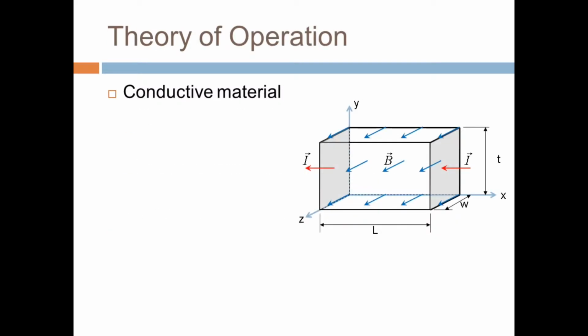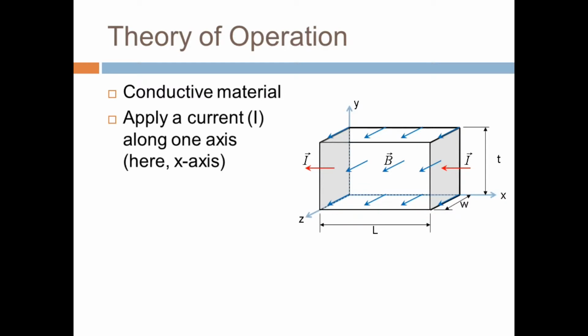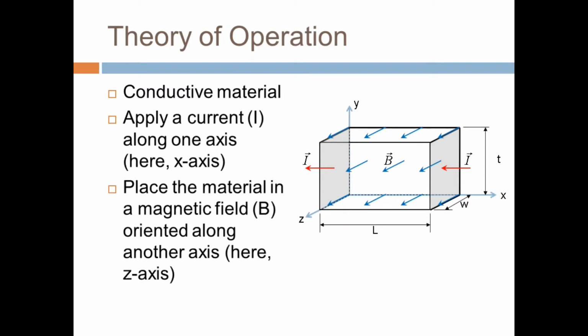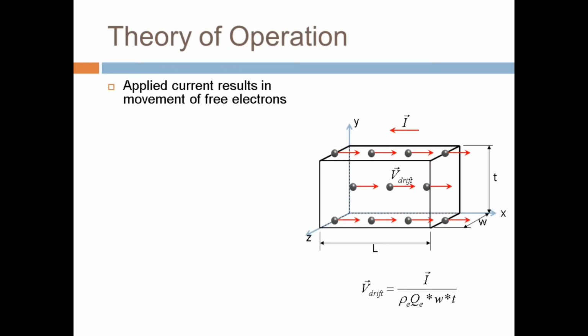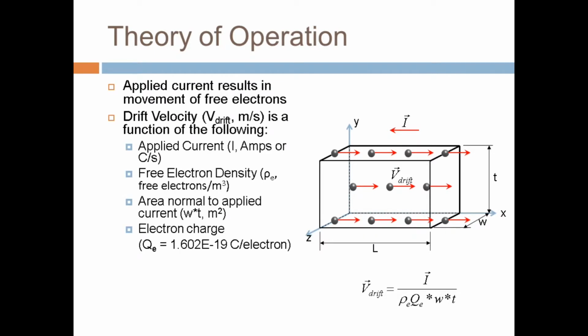To describe the theory behind the Hall effect, we first begin with a slab of conductive material. Next, apply a current along one axis of the material. Finally, place the slab in a magnetic field that is roughly perpendicular to the direction of the applied current. The applied current will cause free electrons to move. The speed of this movement, referred to as the drift velocity, is a function of the applied current, the volumetric density of the free electrons, which is the number of free electrons per unit volume of the material, the area of the material normal to the applied current, and finally the charge of the electron.